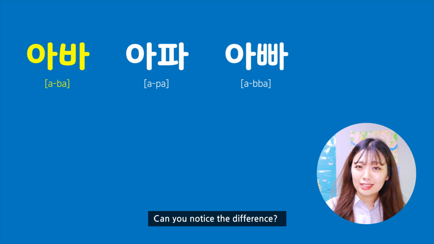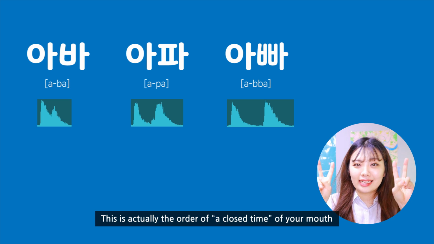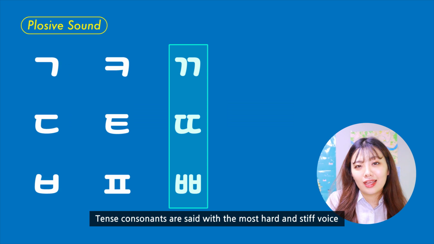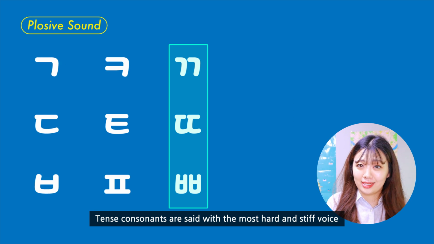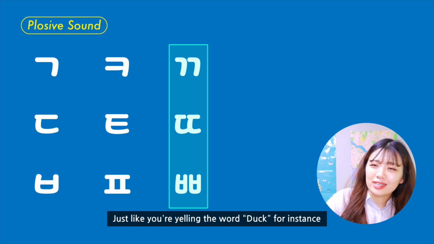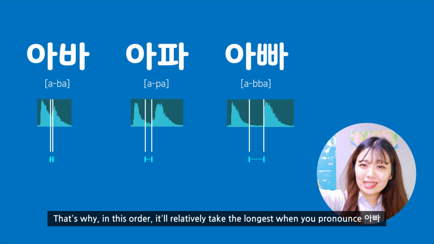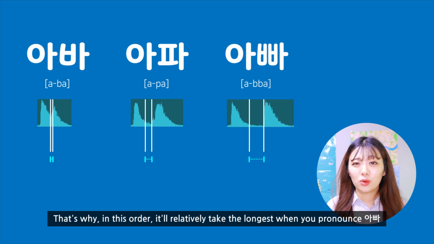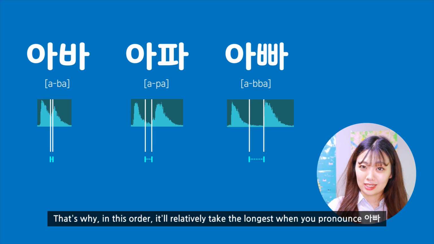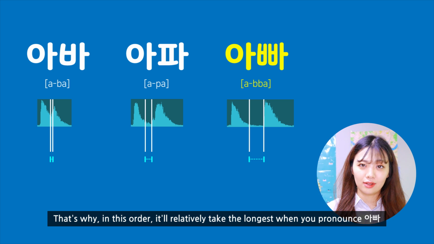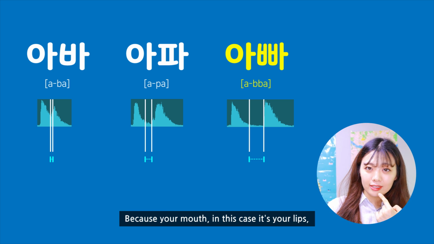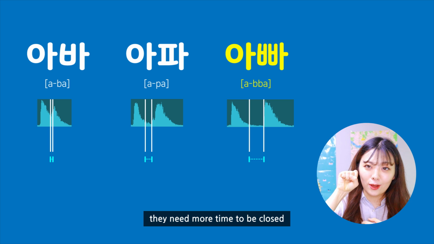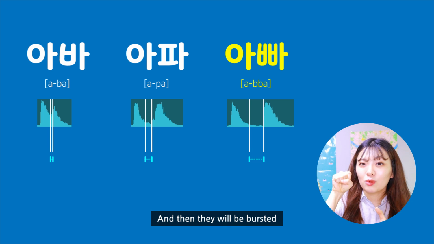Can you notice the difference? This is actually the order of a closed time of your mouth. You know, tense consonants are said with the most hard and stiff voice. Just like you are yelling the word dog, for instance. Dog, dog, dog. So that's why in this order system, it will relatively take the longest when you pronounce 아빠, okay? 아빠. Because your mouth, in this case, your lips, they need more time to be closed, like this, and then they will be bursted.